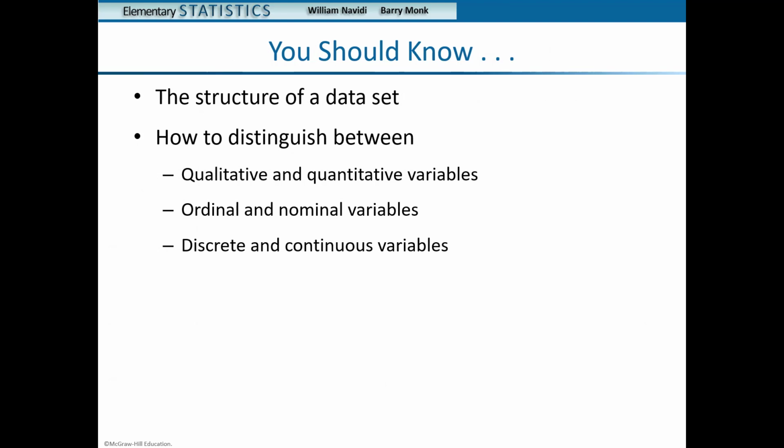So that wraps up this short section. We've looked at the structure of a data set, and then we've explored how to distinguish between qualitative and quantitative variables, ordinal and nominal variables, and discrete and continuous variables. Just to clarify things again: qualitative and quantitative represent the 2 types of variables. Ordinal and nominal are 2 different types of qualitative variables. Discrete and continuous are the 2 different types of quantitative variables. So that's it for this section.